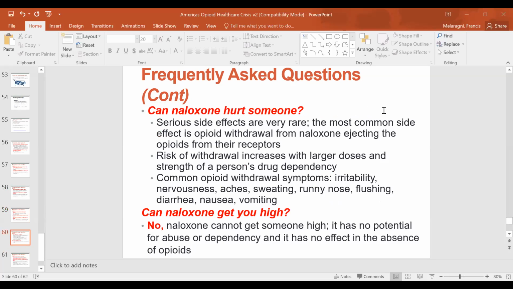So there are no known side effects to naloxone. There's no risk of addiction or hurting somebody. You can't get high with it.